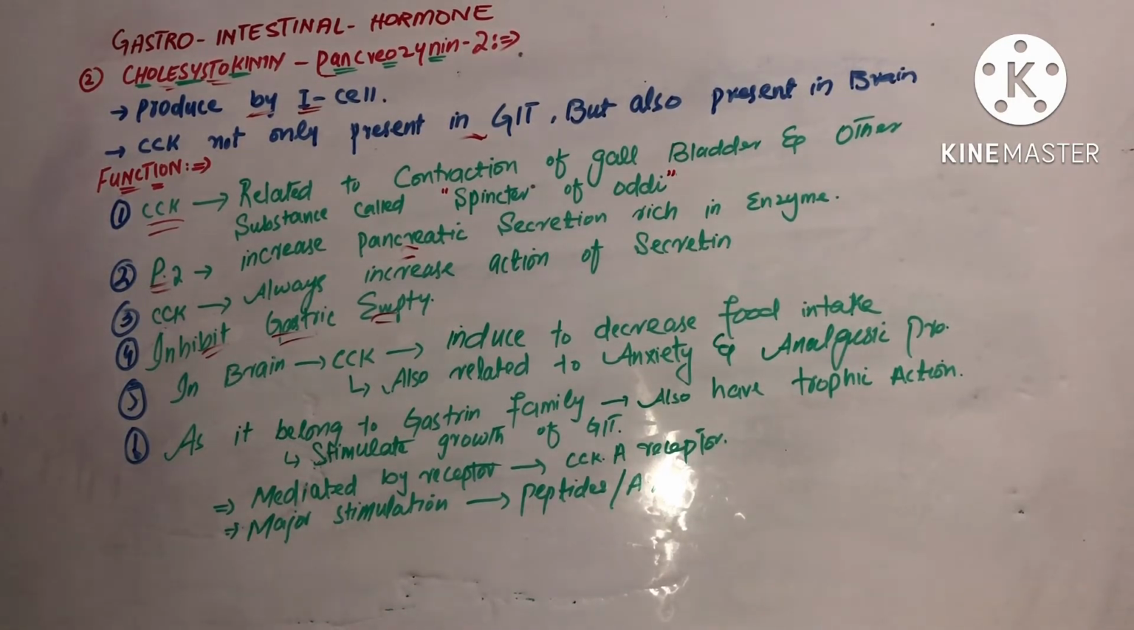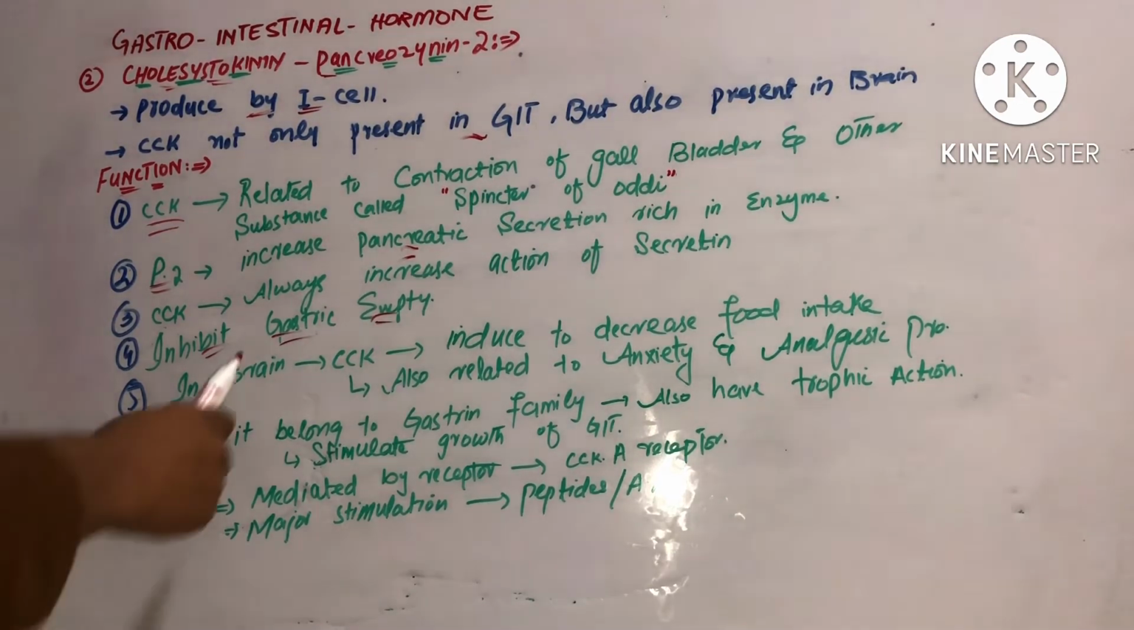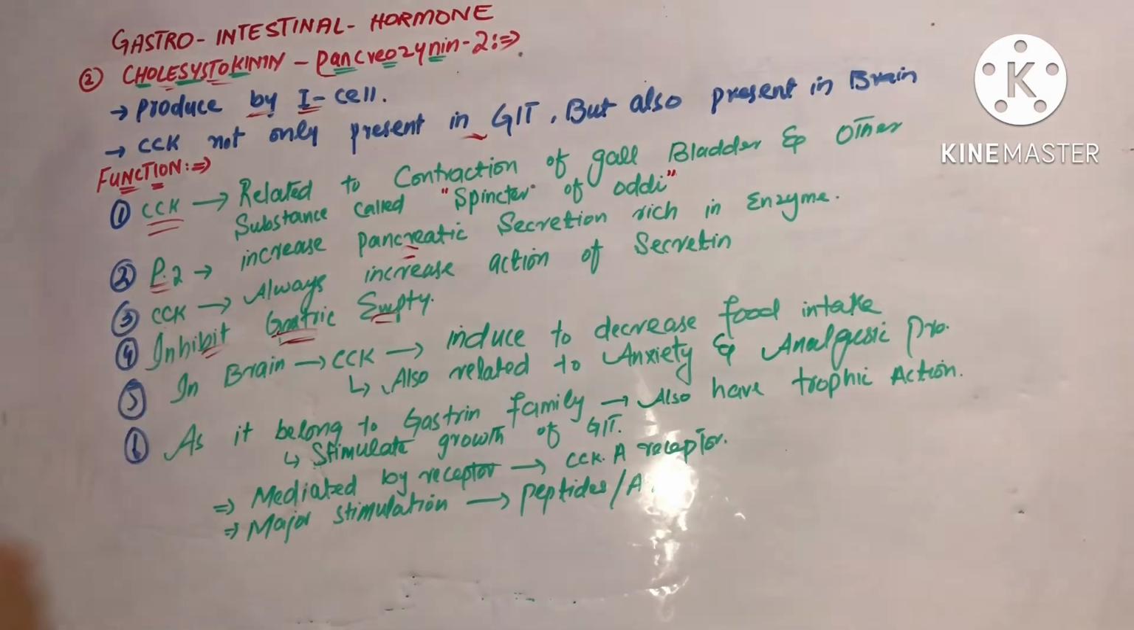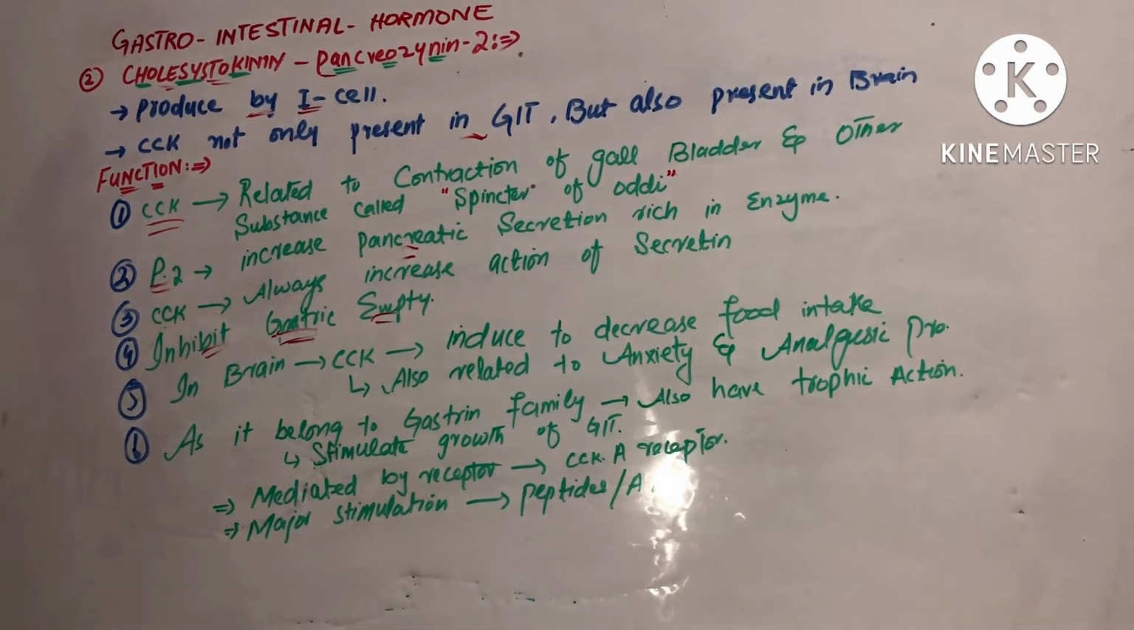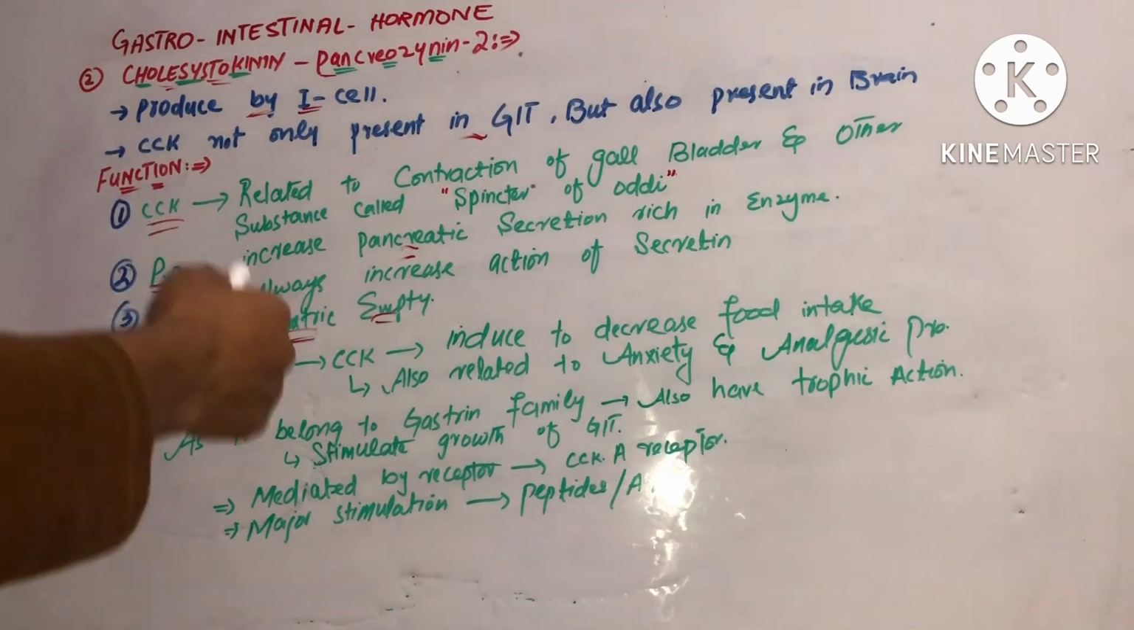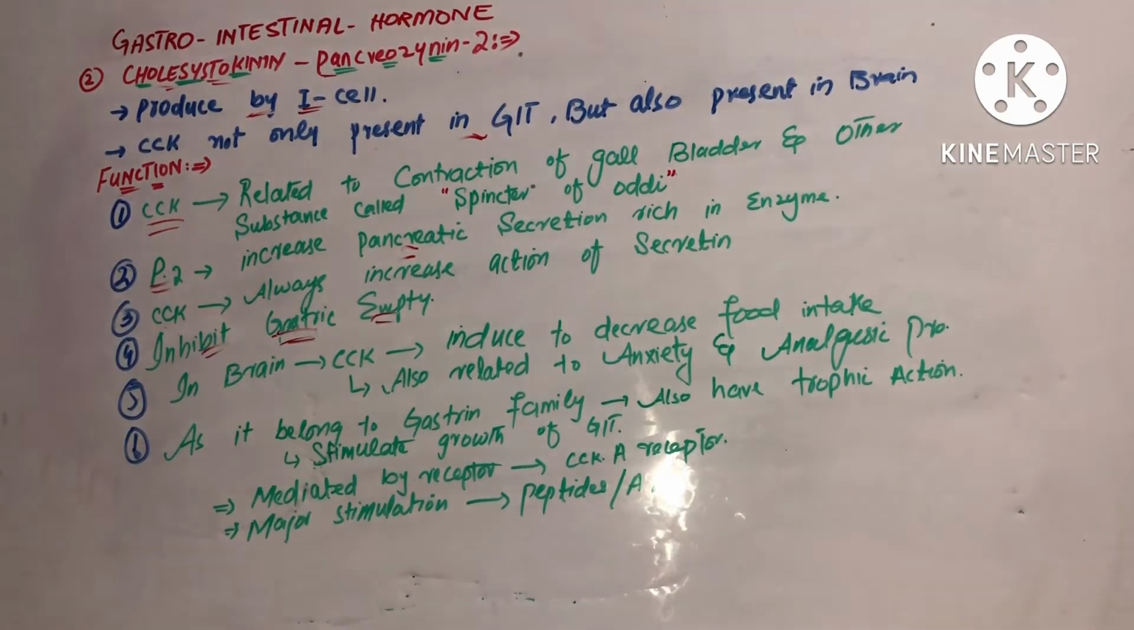In the brain, cholecystokinin induces a decrease in food intake. Why does it decrease food intake? Because it inhibits gastric emptying, so it gives a message that there is food. So in the brain, it acts to make us decrease our food intake. In the brain, cholecystokinin is also related to anxiety, and it also has analgesic properties.